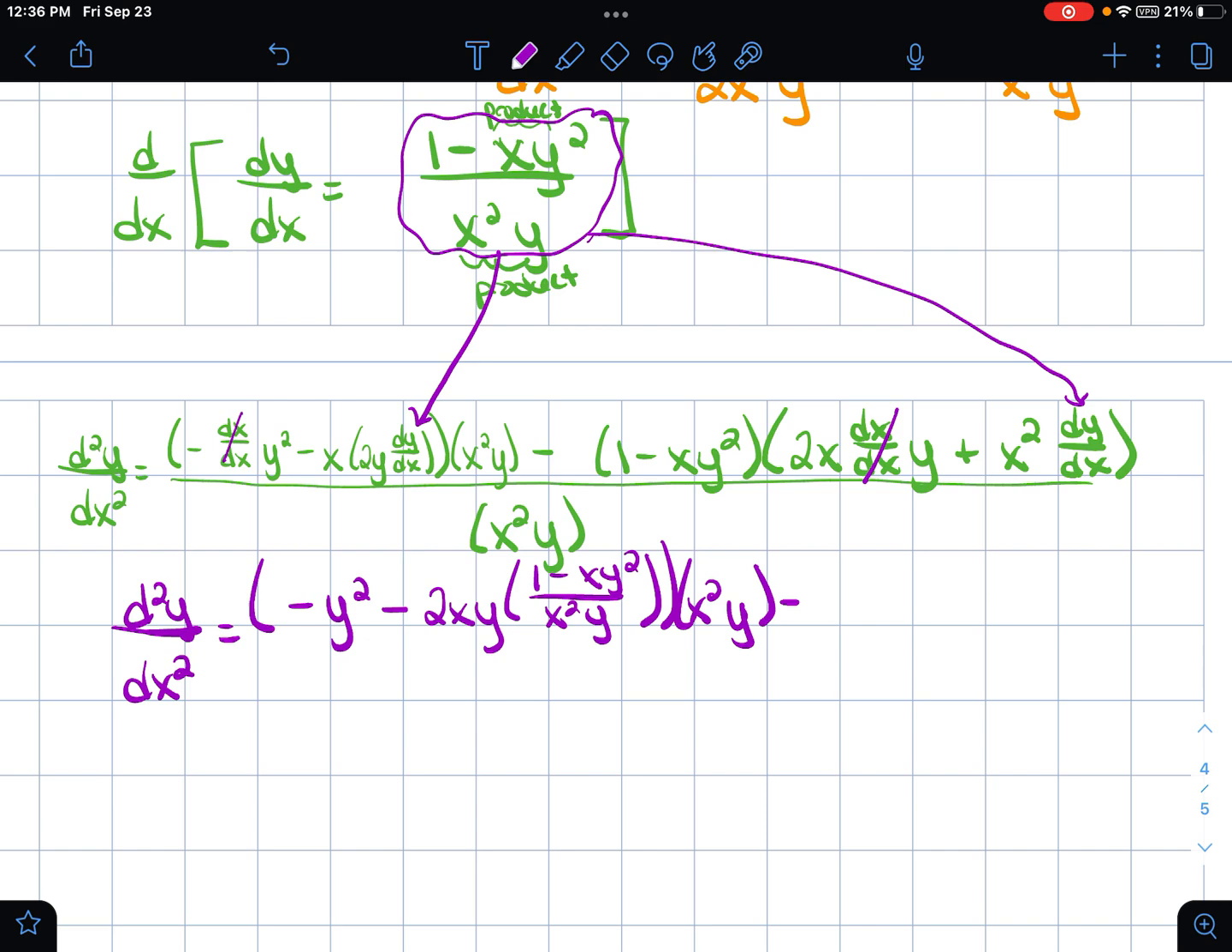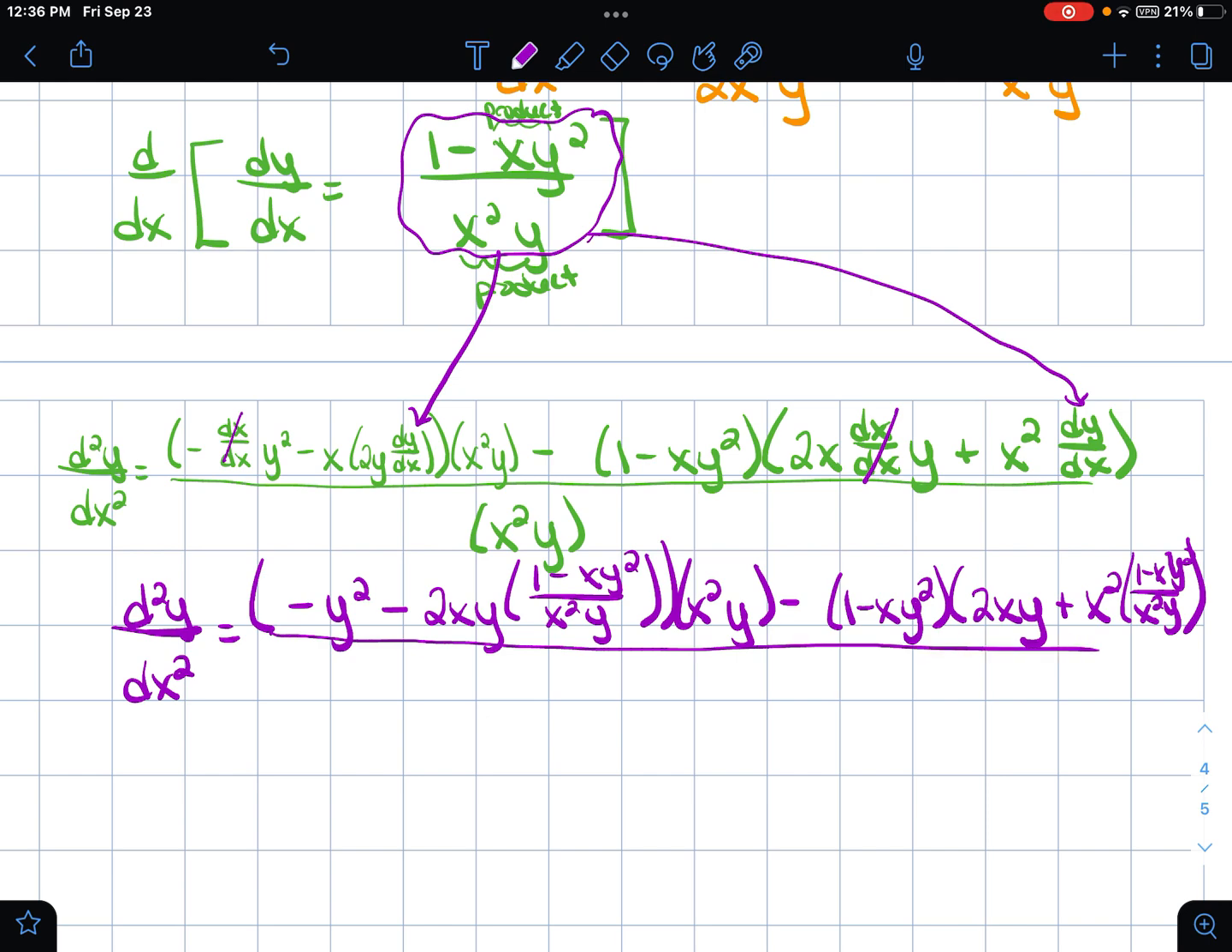And that's lunch. So I'm going to finish this up. 1 minus xy squared times 2xy plus x squared. I'm going to replace the dy/dx with 1 minus xy squared over x squared y. All over, oops, I forgot to square it up here, x squared y squared. Do you have to simplify this? No way. This would never be on a multiple choice question. All right, well done. Way to go.